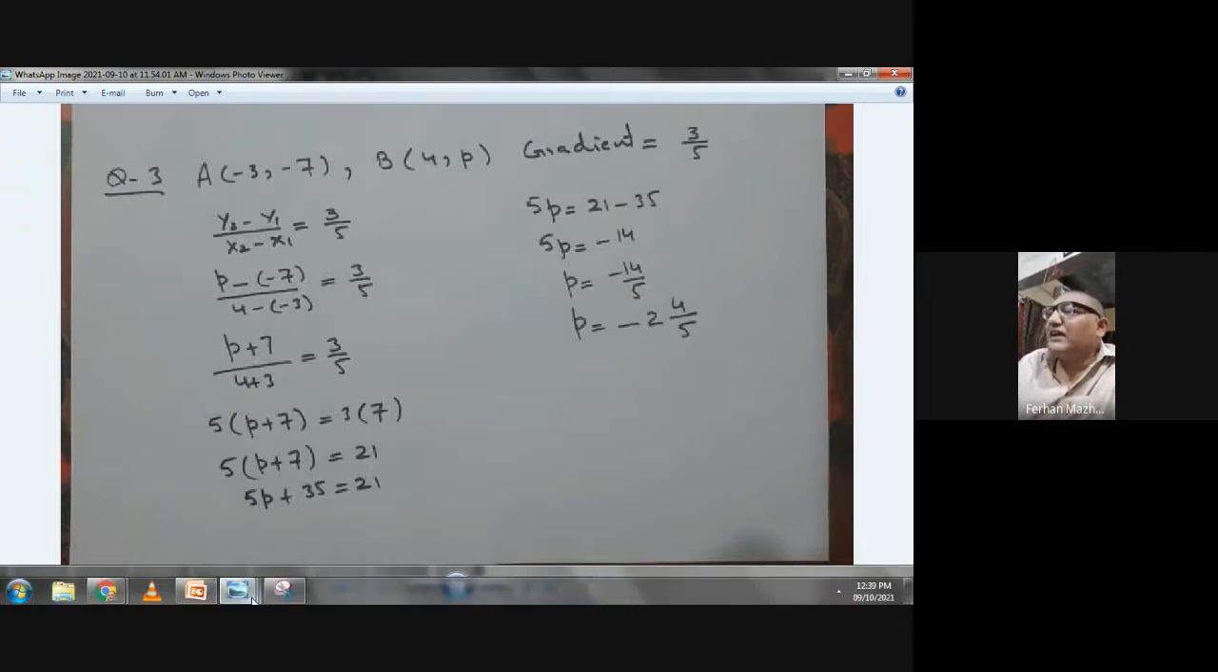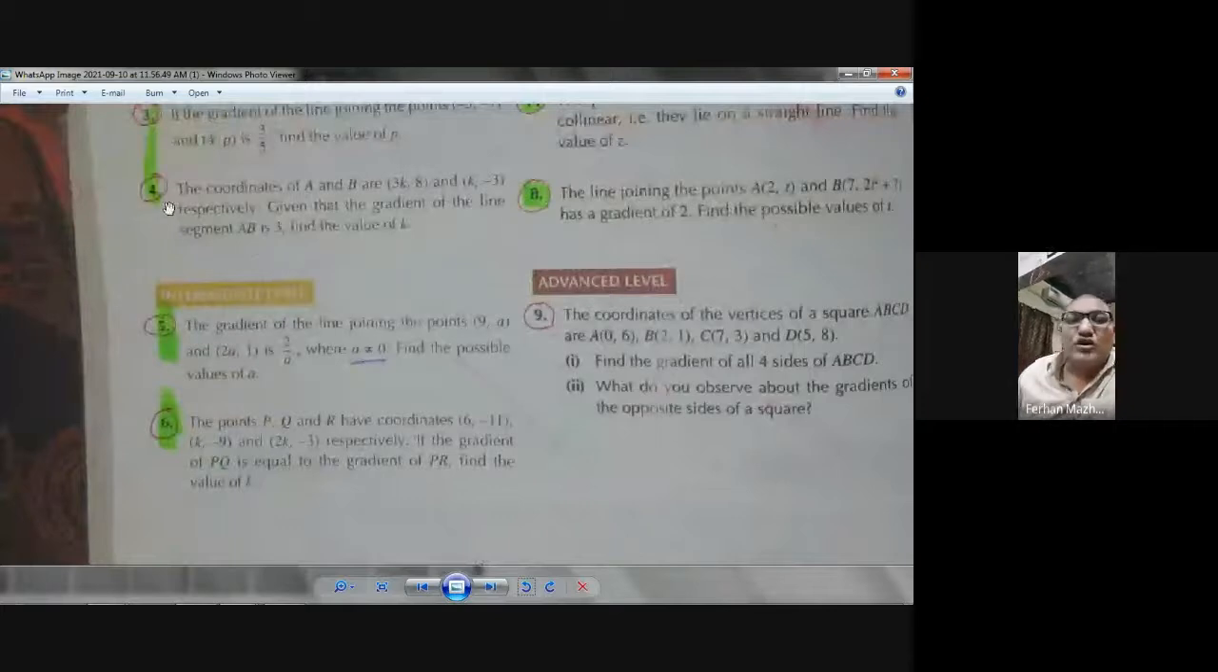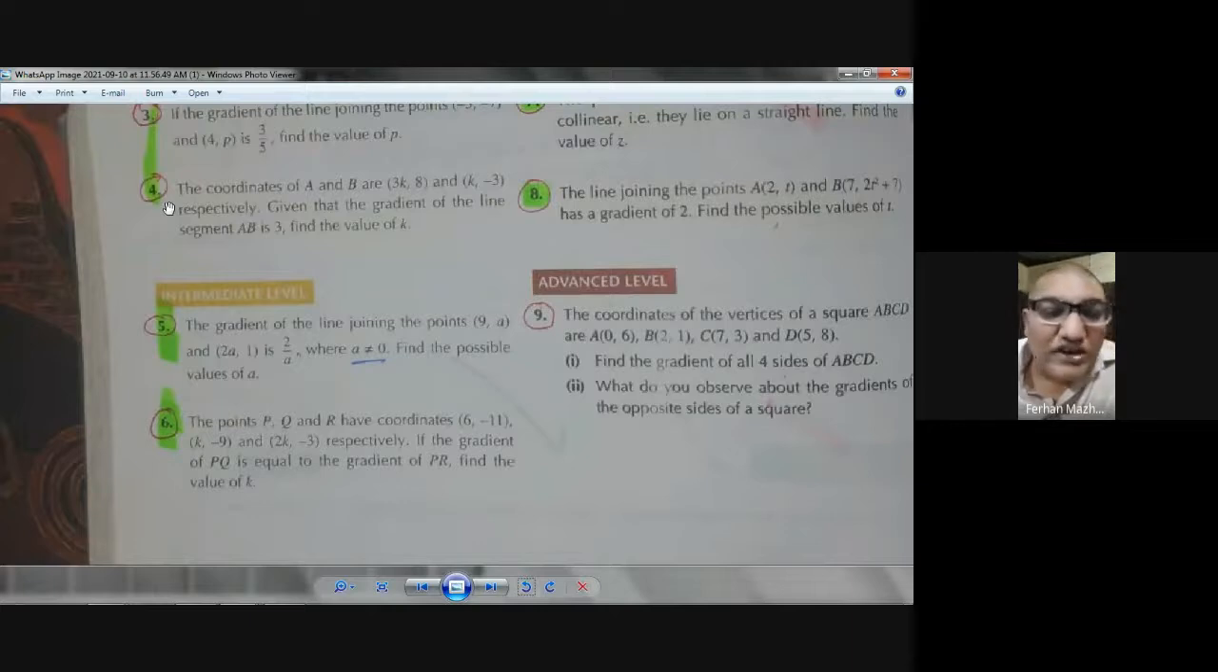So let's move to the next question. The next question showing up on your screen is question number 4. It says the coordinates of A are 3k comma 8, and the coordinates of B are k comma minus 3 respectively. Given that the gradient of the line segment AB is 3, find the value of k.